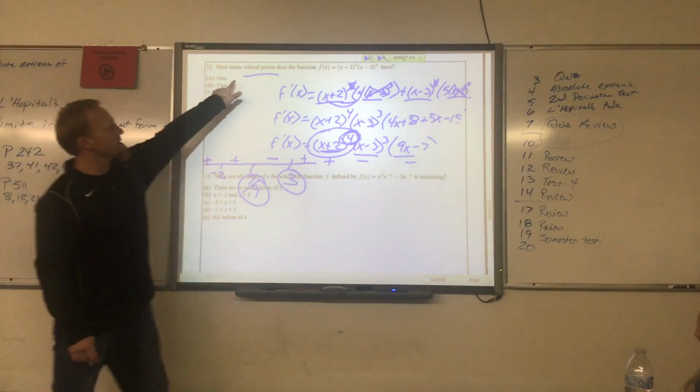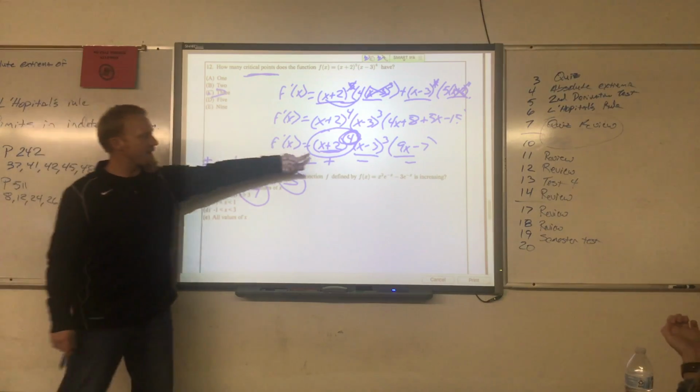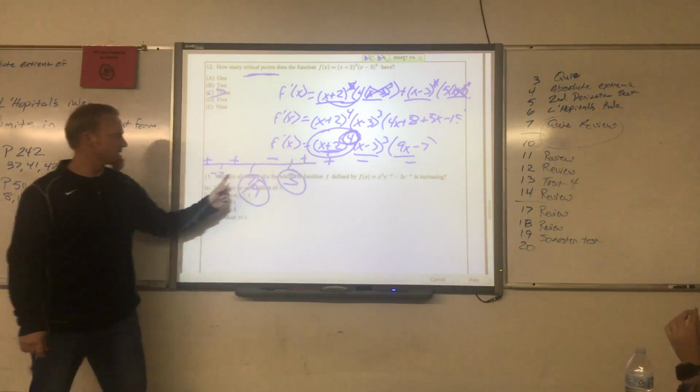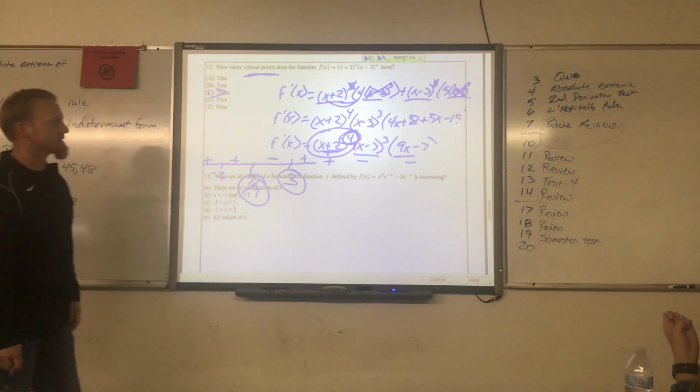Okay, but in this case, it only wanted the critical points, so my critical points are 3. Now, what ends up happening at -2 since it's not an extrema? Point of inflection. It's going to be a point of inflection.